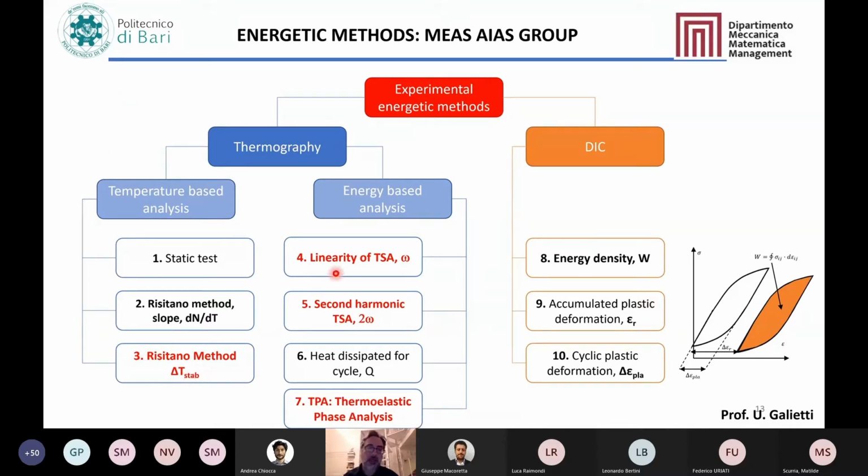Today, we use all the approaches that are in bold character, but I just want to show you something about the ones in red character. So linearity of thermoelastic analysis, second harmonic, above all the second harmonic, and thermoelastic phase analysis.